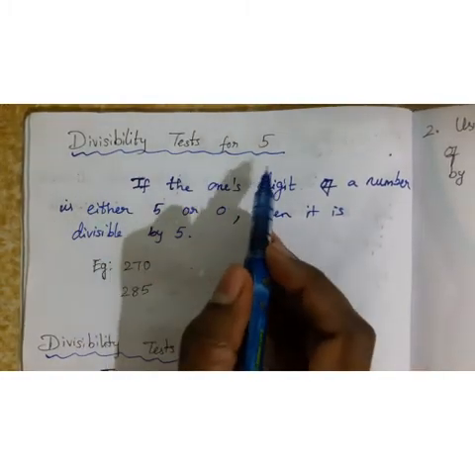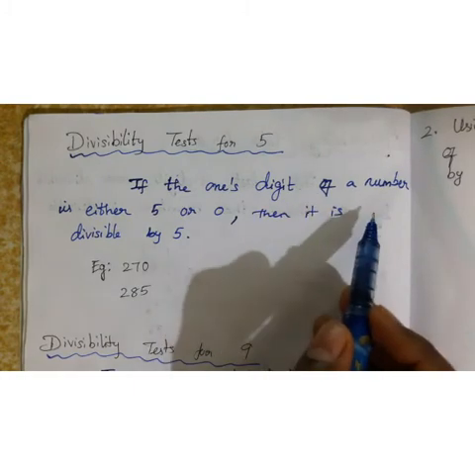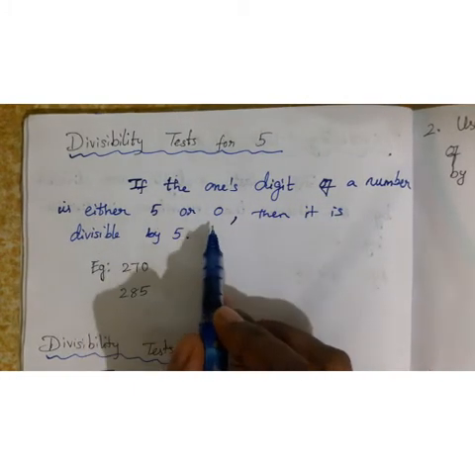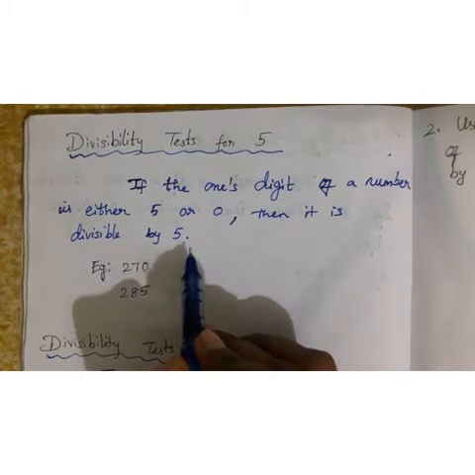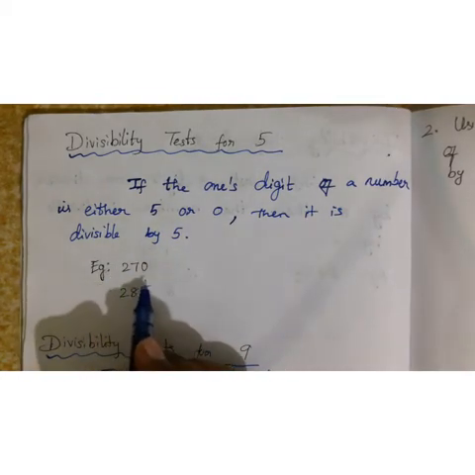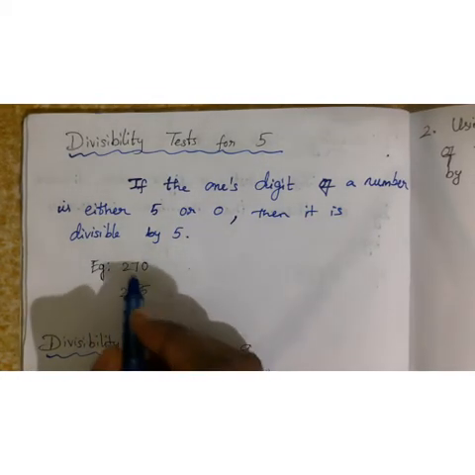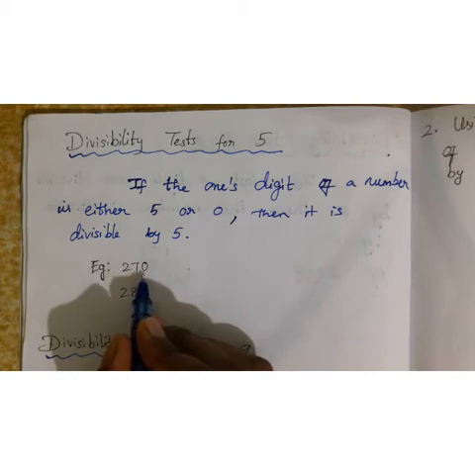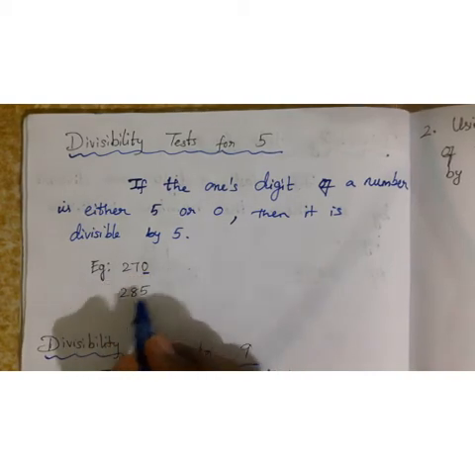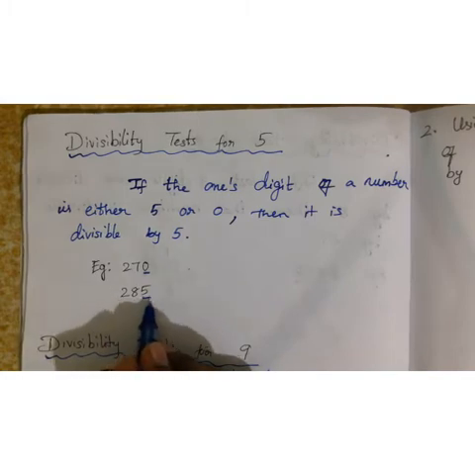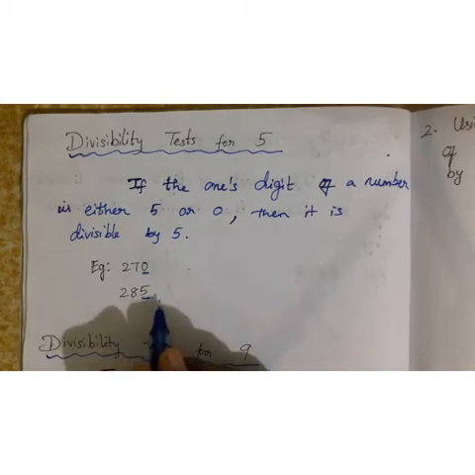Divisibility test for 5. If the ones digit of a number is either 5 or 0, then it is divisible by 5. Example: 270, 285. Here in 270, the ones digit is 0. So it is divisible by 5. In 285, the ones digit is 5. So it is divisible by 5.